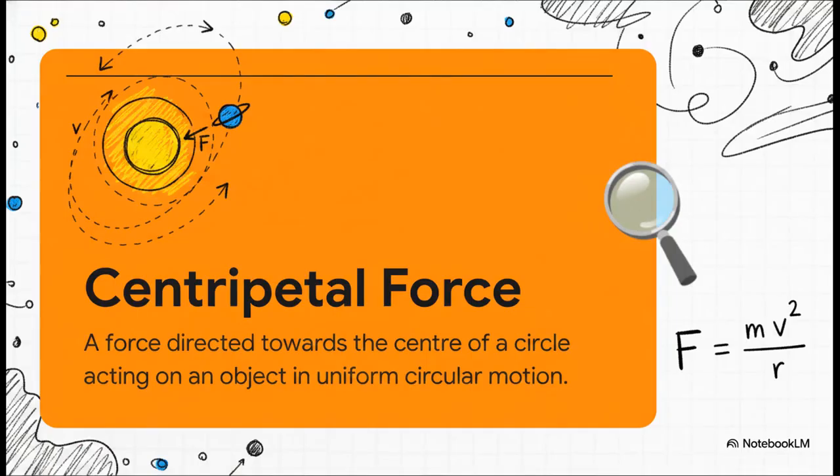So, think about an object moving in a circle with a constant speed, like a planet orbiting the sun. This steady, circular motion is only really possible because there's a constant force pulling that object directly towards the center of the circle. We call this the centripetal force, and mathematically, it's quite elegant. If m is the mass, v is the speed, and r is the radius of the path, the magnitude of this force is simply calculated as F equals mv squared divided by r.